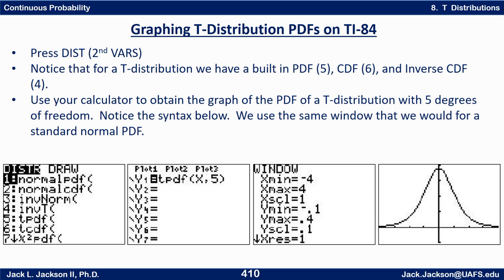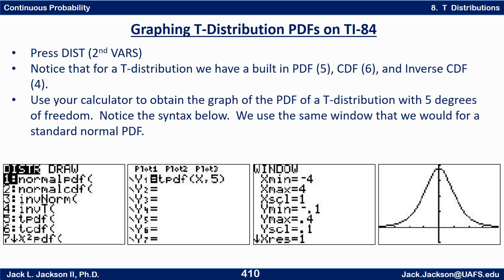But if you do have it, it'll be a nice shortcut. So we'll use that. Now what we want to do here is just graph the PDF. So we just hit y equals, and in y1, we're going to put in TPDF of x, comma 5. You just hit y1, hit distribution, second variables, choose number 5, and then put in x, comma 5.